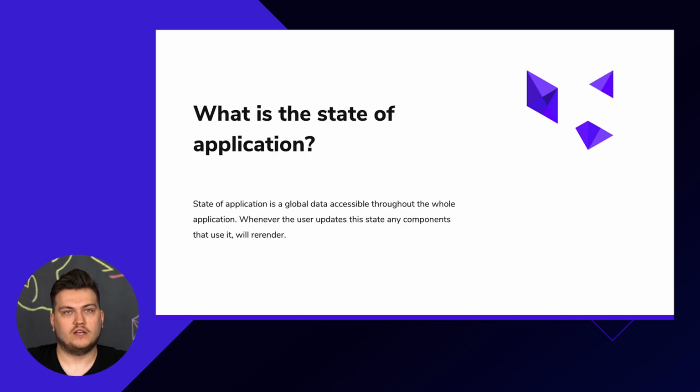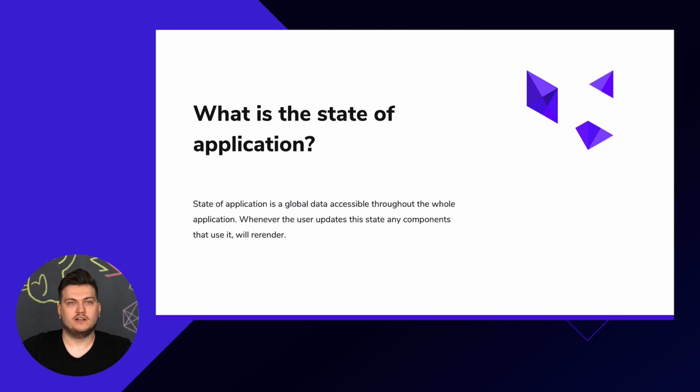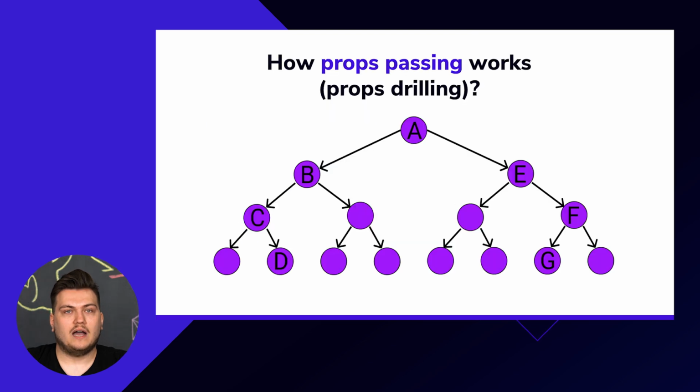So, the first question: what is the state of an application? State of an application is global data accessible throughout the whole application. Whenever the user updates the state, any component that uses it will re-render. How exactly can we get access to an application state?